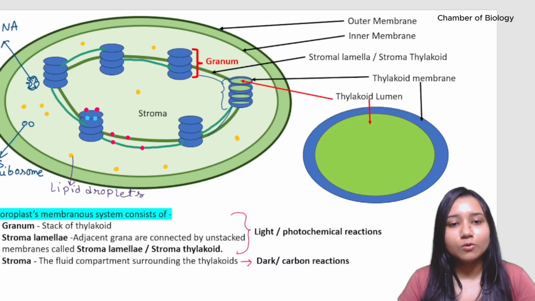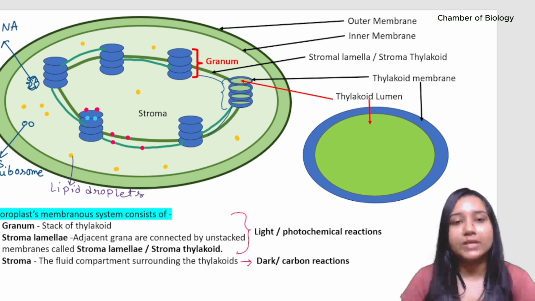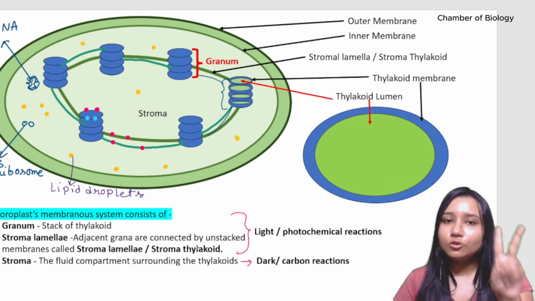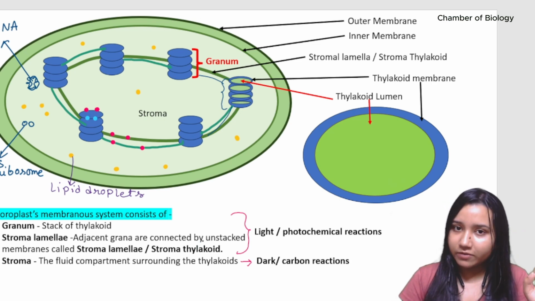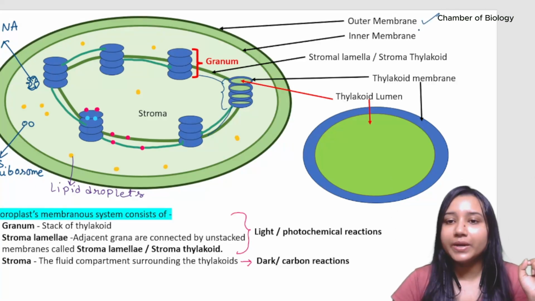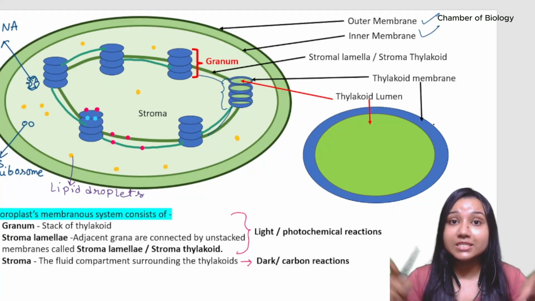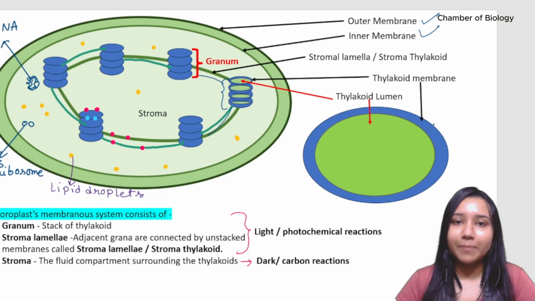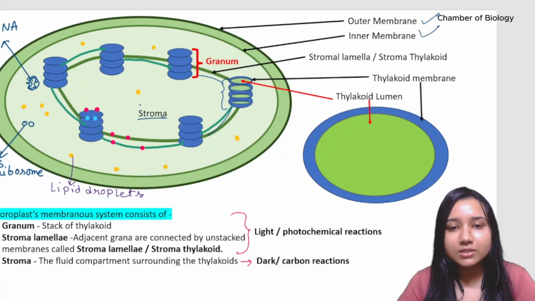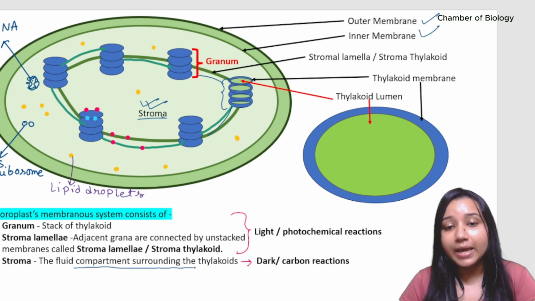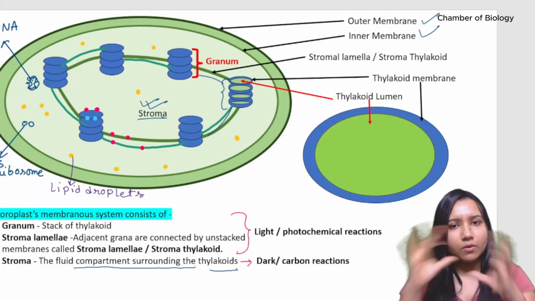It is our chloroplast. So chloroplast is a membranous system. It is a two-membrane organelle which is present in the plant cell exclusively. So it has an outer membrane, an inner membrane, and just like the mitochondria, it has a matrix. So here we can see the matrix. It is not called that. It is called the stroma. So stroma is the fluid compartment surrounding the thylakoids.